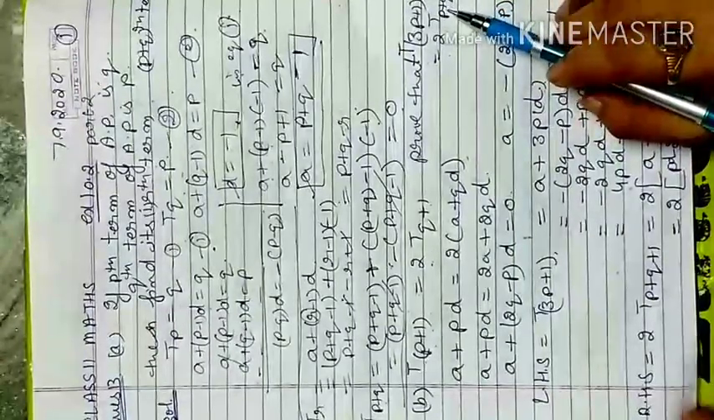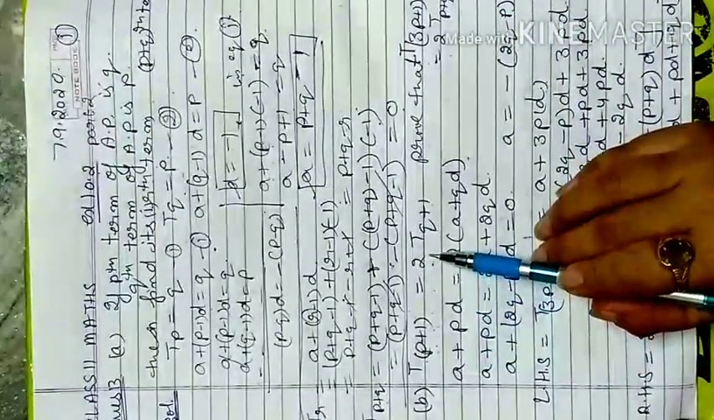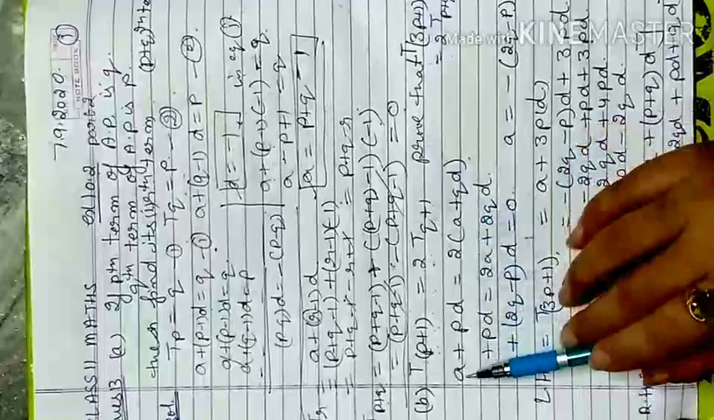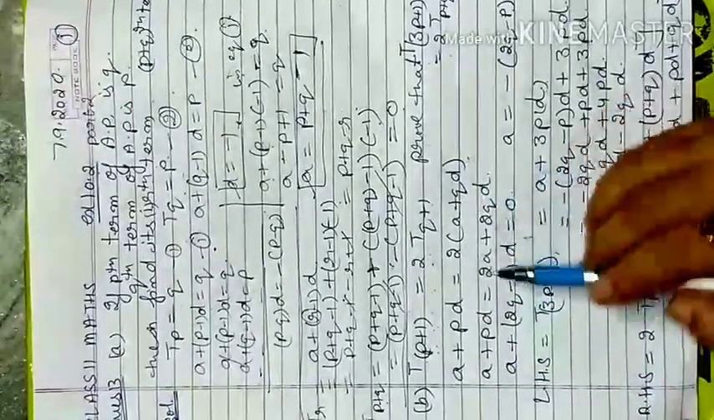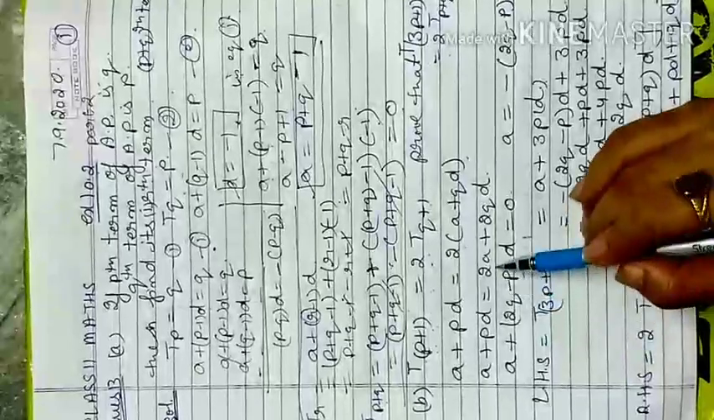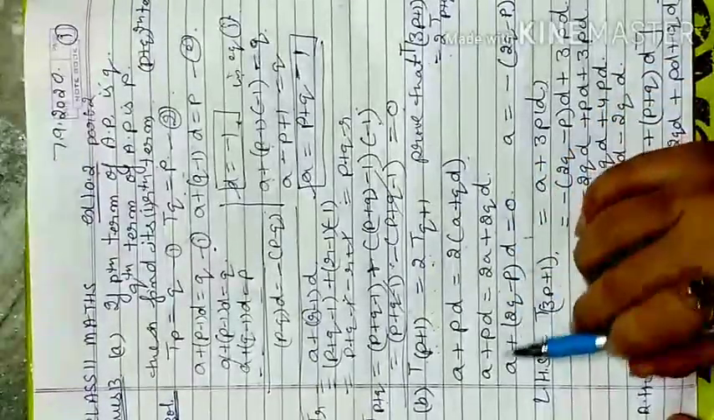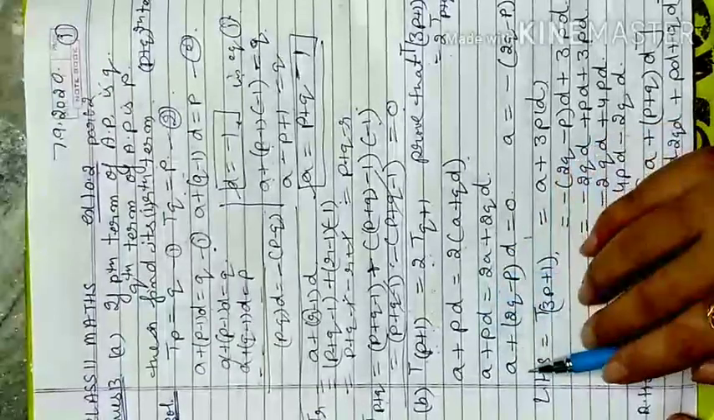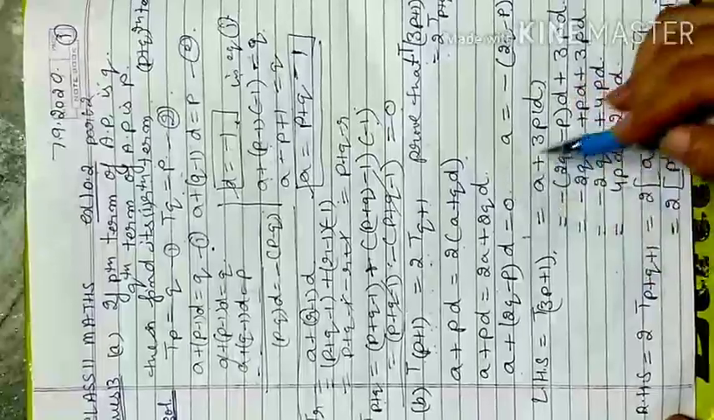So first I open this one. T(p+1) is equal to 2 times T(q+1). That is a plus pd is equal to 2 times (a plus qd). So a plus pd is equal to 2a plus 2qd. When you shift all the terms to this side, the required equation becomes a plus (2q minus p)d is equal to 0.